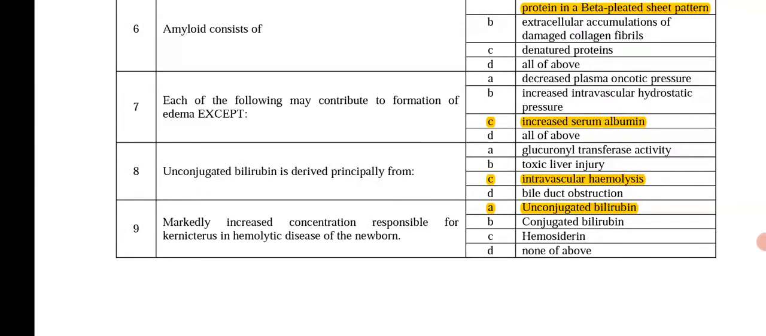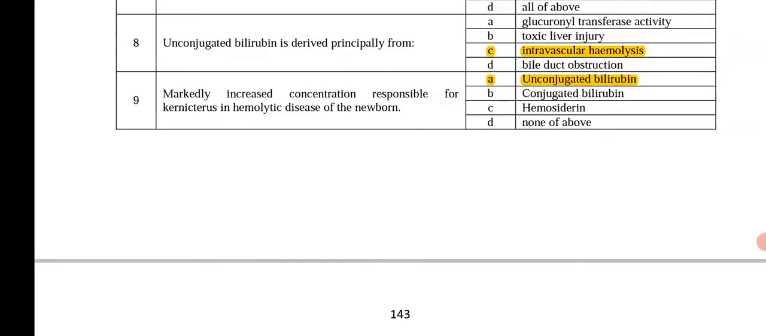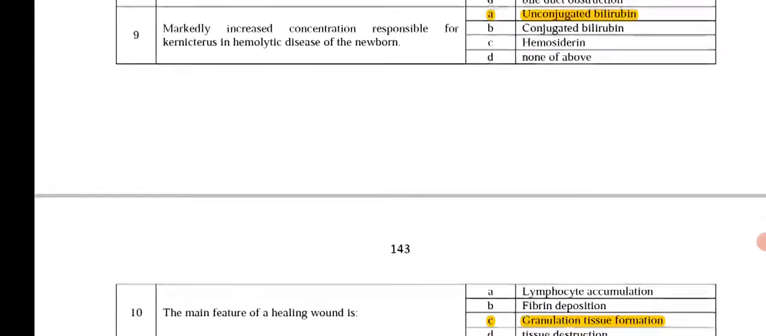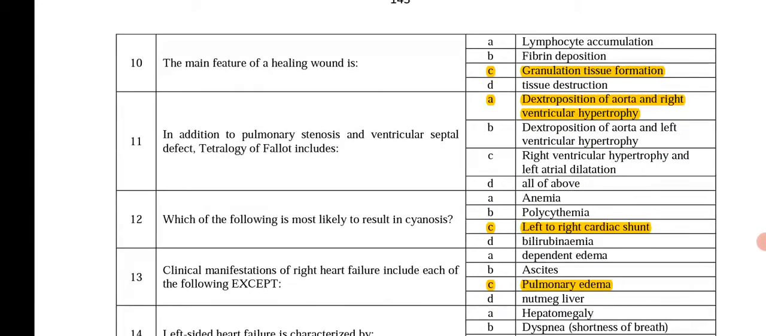Unconjugated bilirubin is derived principally from intravascular hemolysis. Markedly increased concentration responsible for kernicterus in hemolytic disease of the newborn is unconjugated bilirubin. The main feature of a healing wound is granulation tissue formation. In adults, pulmonary stenosis and ventricular septal defect. Tetralogy of Fallot includes dextroposition of aorta and right ventricular hypertrophy.